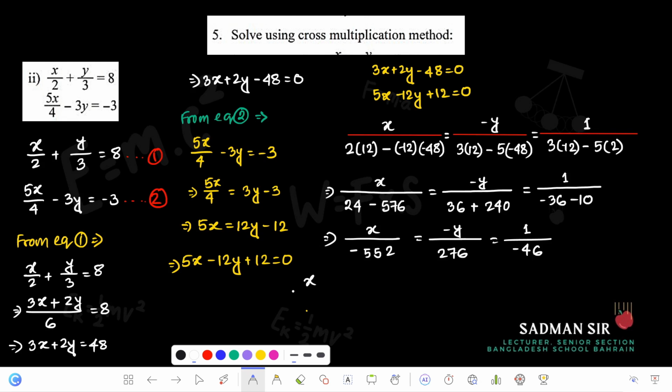Now x divided by minus 552 equal to minus 46. The first term we will write equal to the last one, and we will cancel minus from both the sides. x equal to this 552 multiplied with 1 divided by 46. What should be the answer?